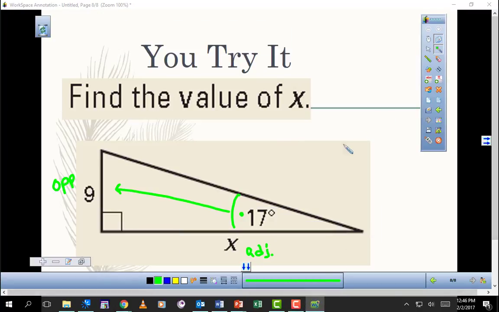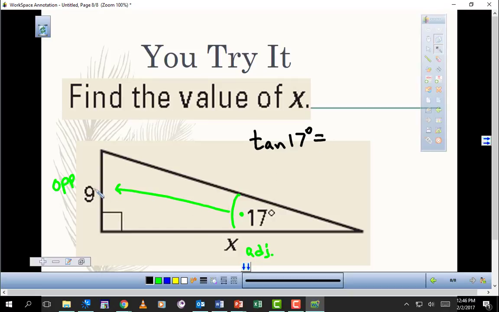Alright, let's see if you guys get the same answer I got. Okay. I say that the tangent of 17 degrees is equal to the opposite side. Well, in this case, the opposite side is 9. And the adjacent side is x. I'm going to divide by x. Remember, it should be opposite over adjacent, right? So now I plug this into my calculator. And I'm going to go 3 decimal places. 0.306.